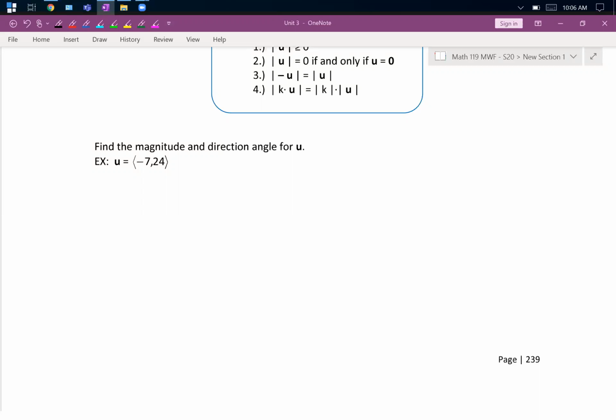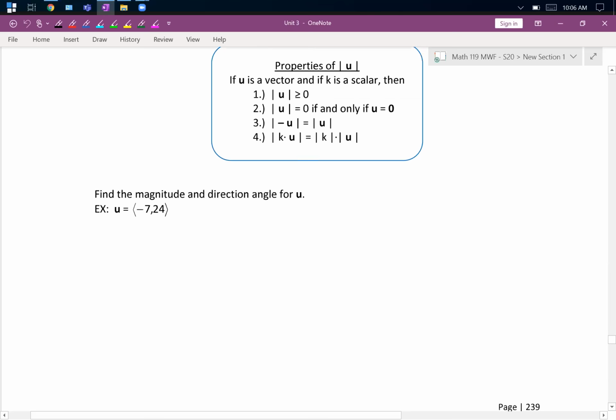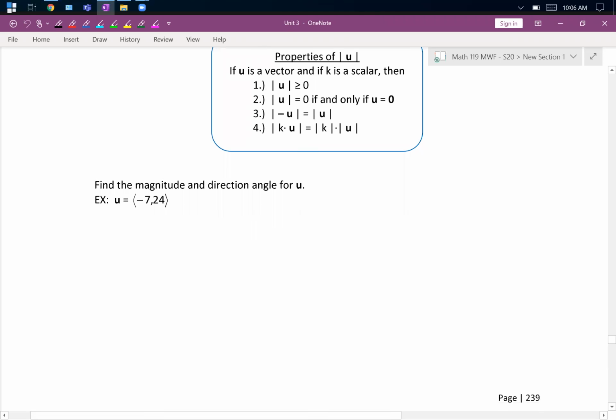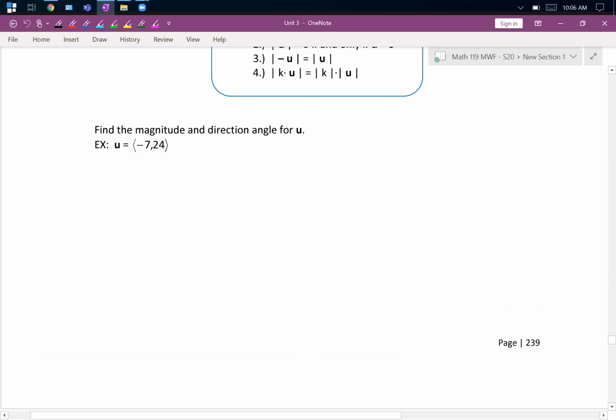The magnitude of a vector is just an application of the Pythagorean theorem. It's always the square root of a squared plus b squared, and our direction angle satisfies SOHCAHTOA. Tangent of theta is going to be equal to b over a, and then our magnitude, because it is a length, of course, it's always greater than or equal to 0. The only time our magnitude is 0 is when we have the 0 vector. A vector and the opposite vector are going to have the same magnitude.